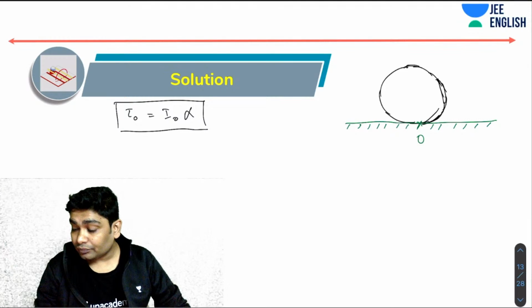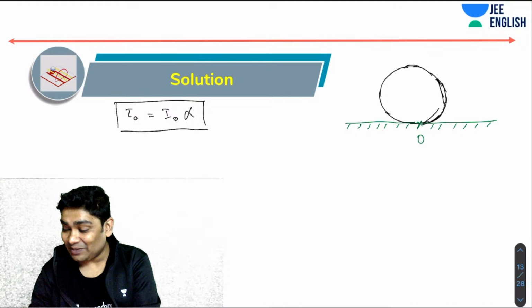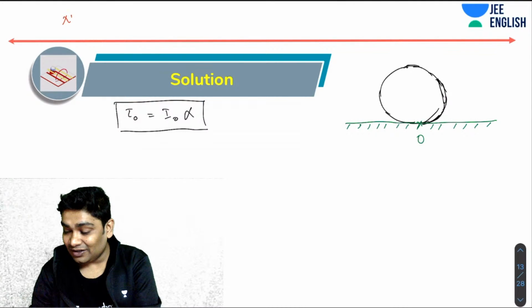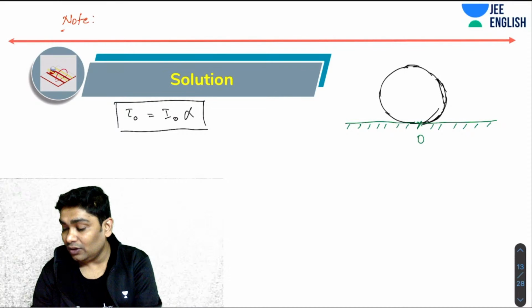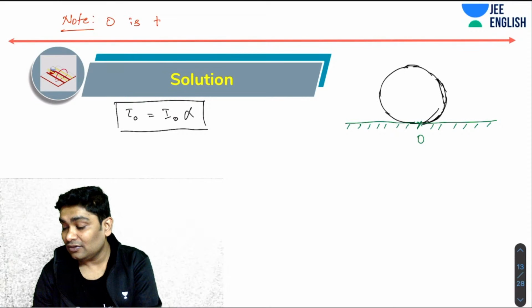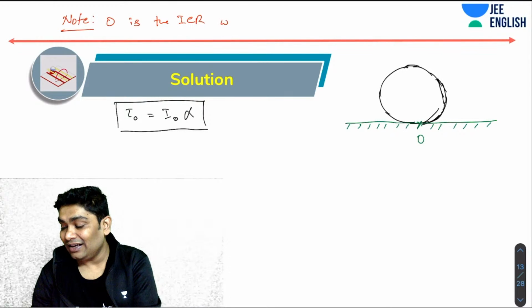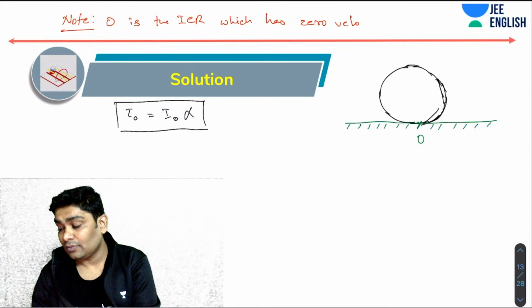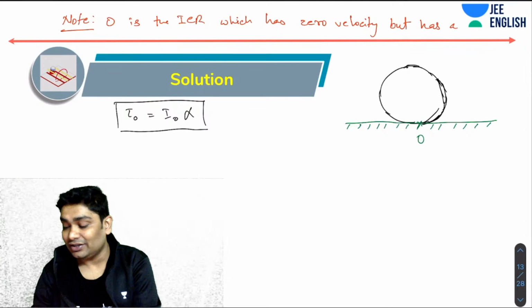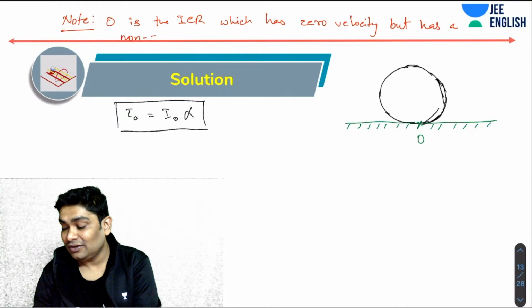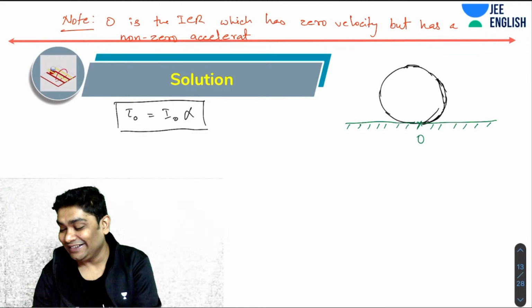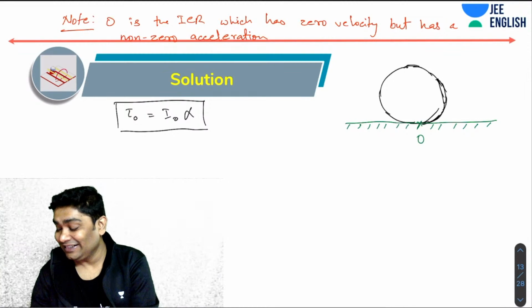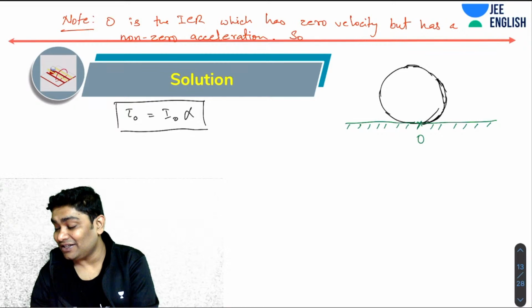I have told this many, many times, but I think I still need to repeat. Note: O is the ICR, which has zero velocity but has a non-zero acceleration. Trust me, a lot of times, a lot of teachers do not realize this, if I may say so. It is a non-inertial point.